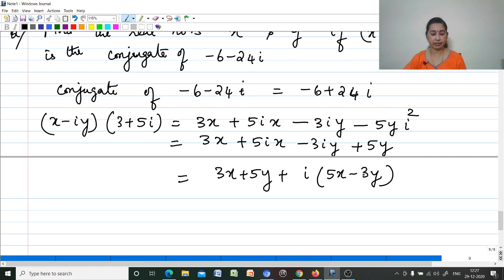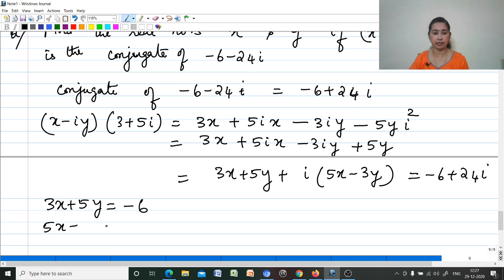Now the question is, find the real numbers x and y if x minus iy into 3 plus 5y is the conjugate of minus 6 plus 24i. So we have to equate these two. This is equal to minus 6 plus 24i. Comparing, 3x plus 5y is equal to minus 6, and the second equation 5x minus 3y is equal to 24. These two equations we can solve.